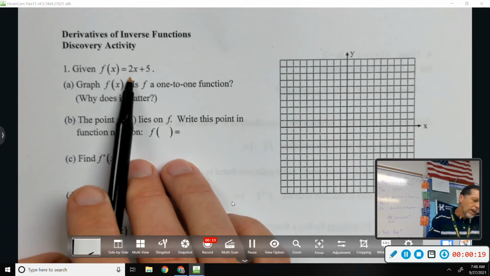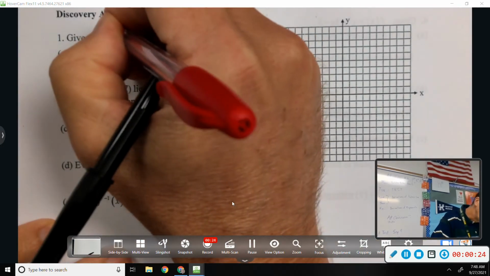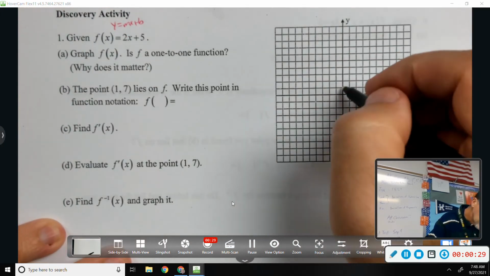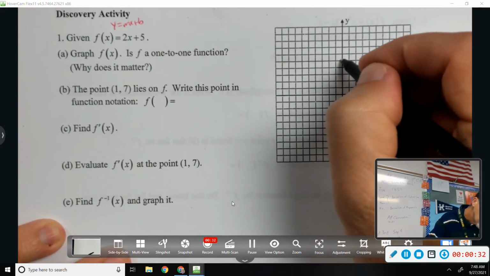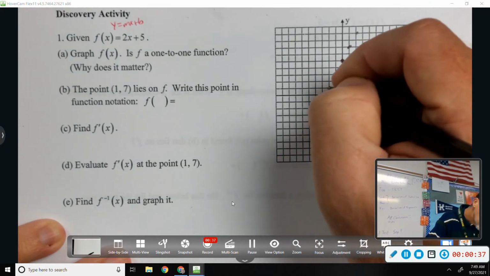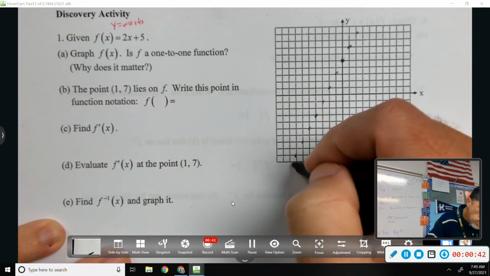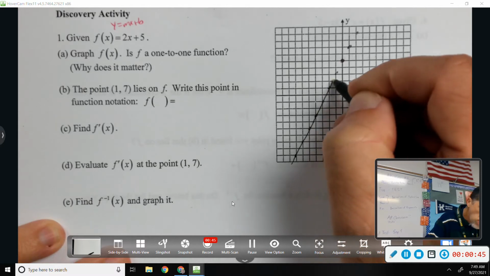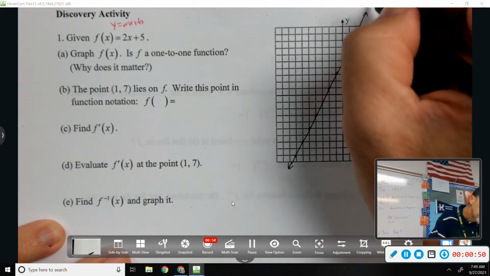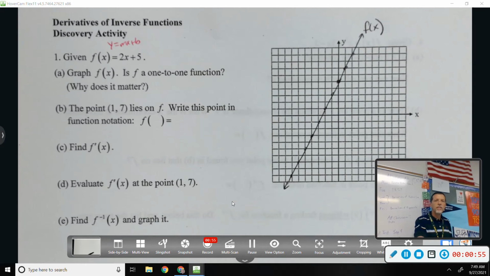So given f of x equals 2x plus 5, let's graph f of x. So this is just good old graphing mx plus b. 1, 2, 3, 4, 5. Slope of 2. And let's label that f of x.